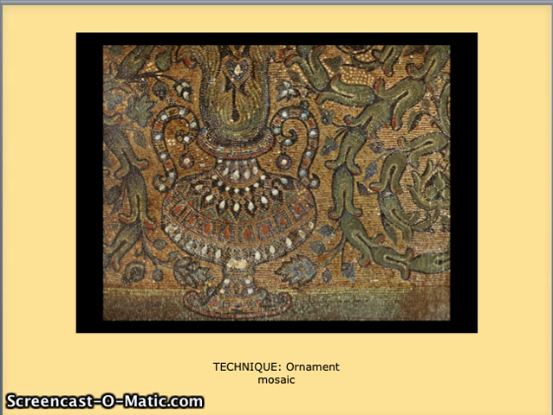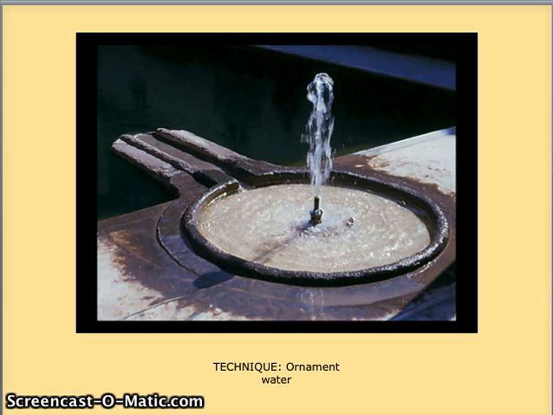And here you can see tiles are also used to create a design, but it's more small pieces of tile that are put together to create colors and patterns and thus the design. And lastly, most importantly, we have water.